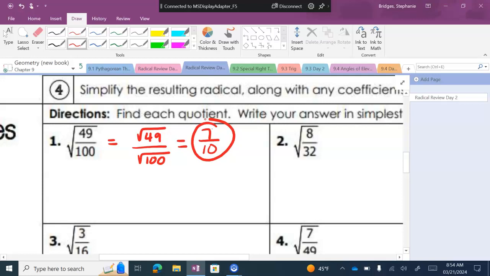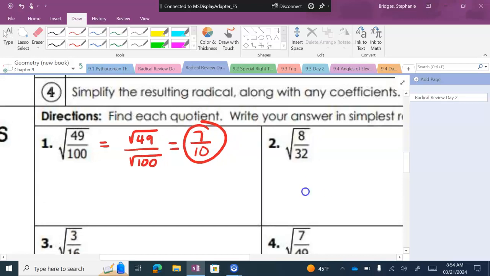All right. Let's take a look at number 2. I got the square root of 8 over 32. The very first thing we want to do is split it apart. That's easy.